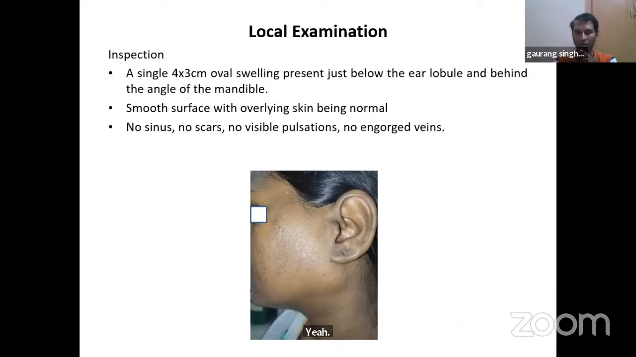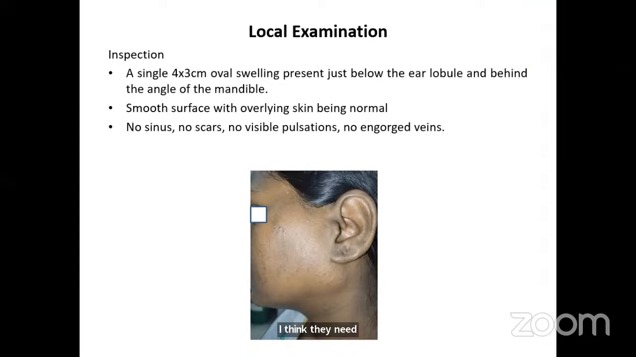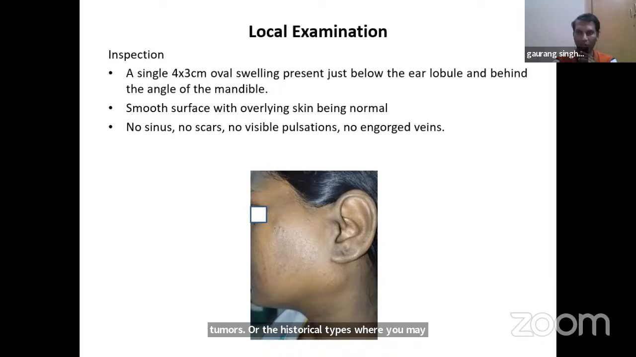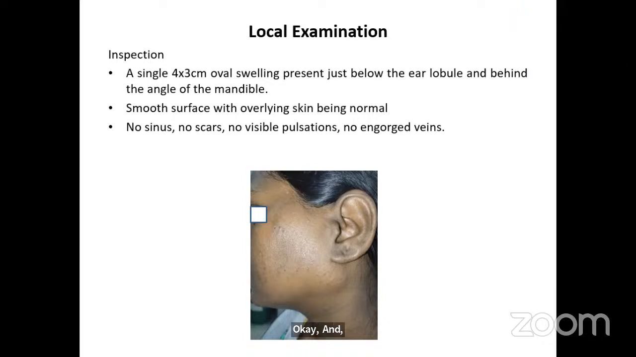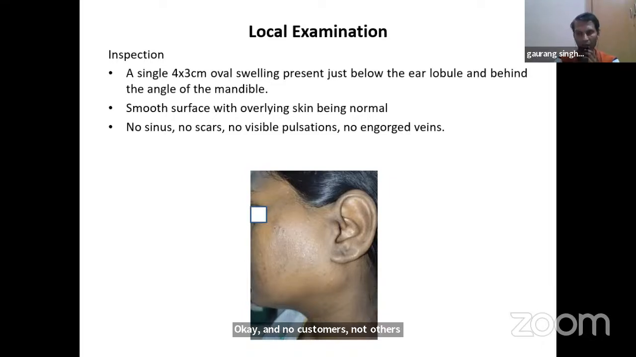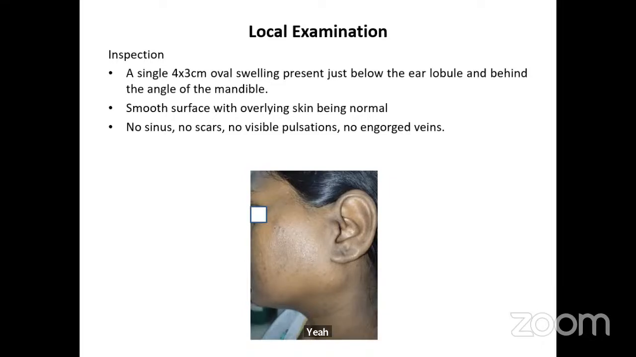Other than SDC and adenoid cystic, which are the tumors or the histological types where you may consider distant workup? Salivary duct carcinoma, myoepithelial carcinoma, and carcinosarcoma. Okay. And adenocarcinoma not otherwise specified, also high grade. Yes, they are all considered high grade. Okay. Any other information you'll ask your pathologist to tell you?